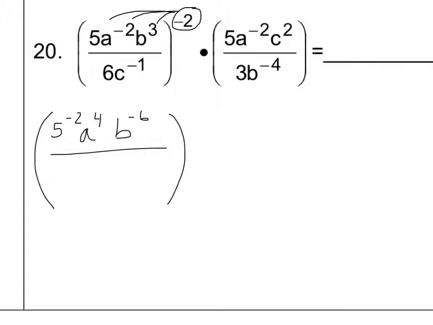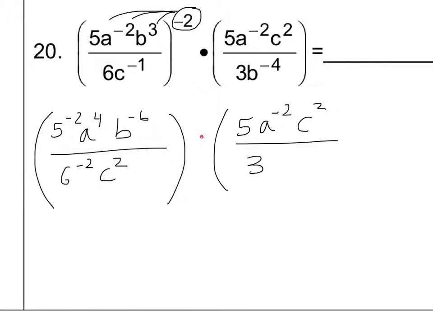So it's going to be 6 to the power negative 2, and c, negative 1 times negative 2 is a positive 2, so it has to be positive 2. So you change this one to this by distributing the power to each one in the parentheses. Now you copy the second one. As you can see, there is no power in the second one, so you copy it as it is. Let's do that. It's going to be 5a negative 2 c2 over 3b negative 4.